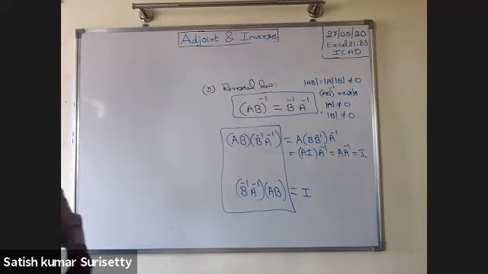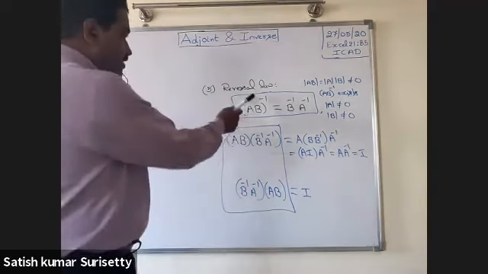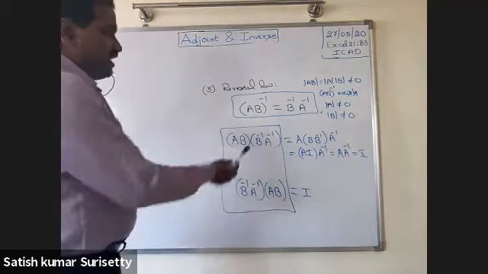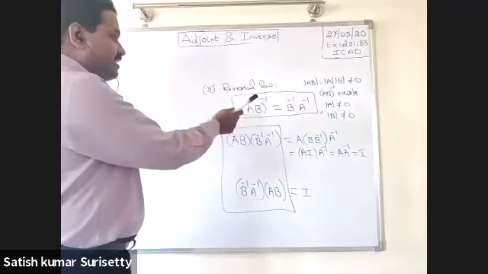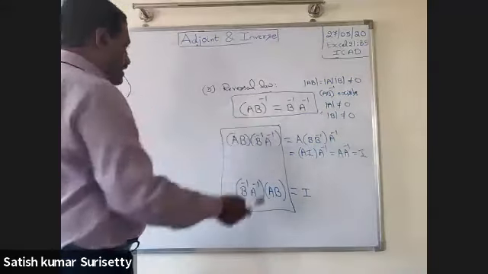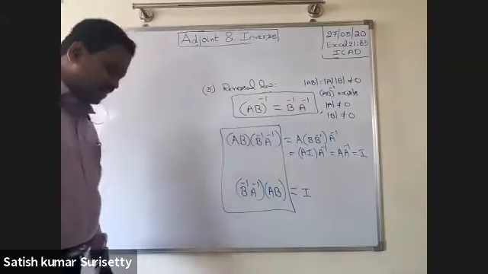So whenever you want to calculate the inverse of the product, instead of calculating the product and then calculating the inverse, you can calculate directly the inverse of B, inverse of A and take the product.